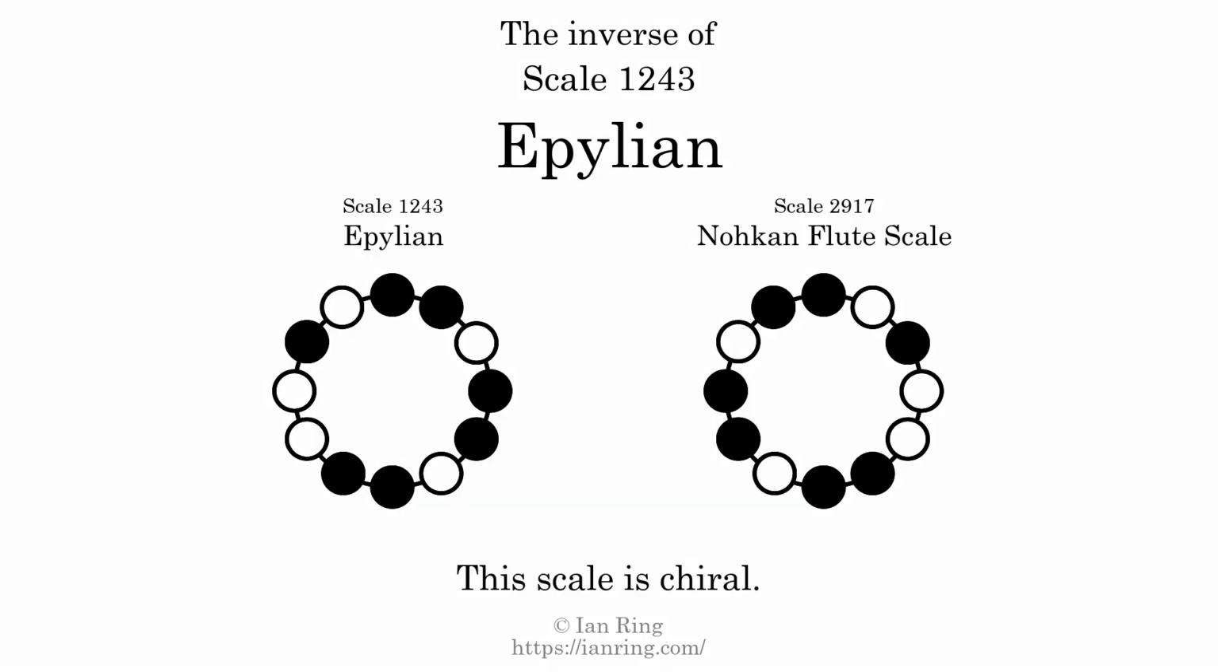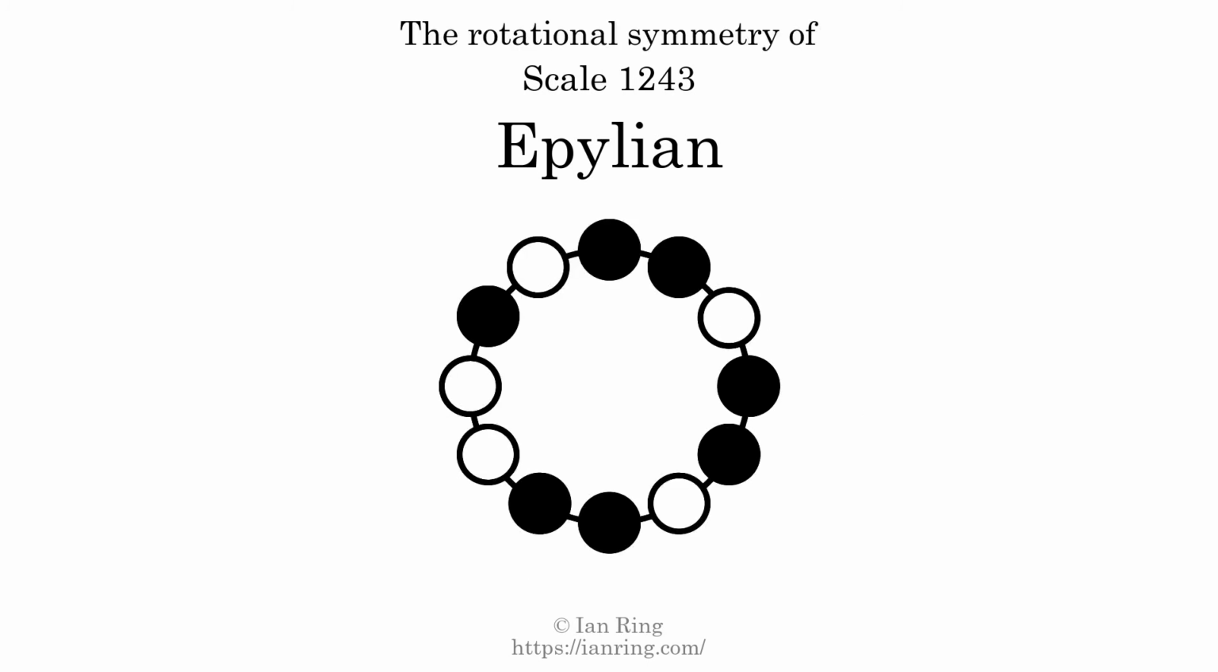The inverse of a scale is a mirror image. It is what you get when the sequence of intervals is reversed. The inverse of this scale is scale 2917, also known as knock and flute scale. This scale is chiral. It cannot transform into its inverse by rotational transformation. This scale has no rotational symmetry.